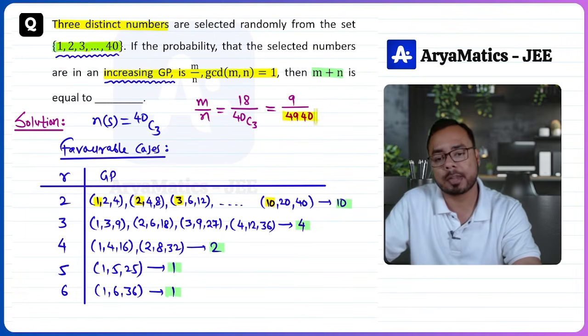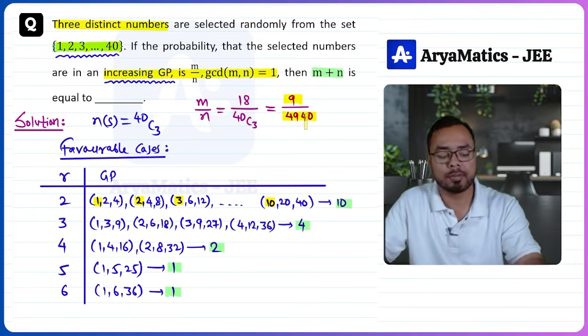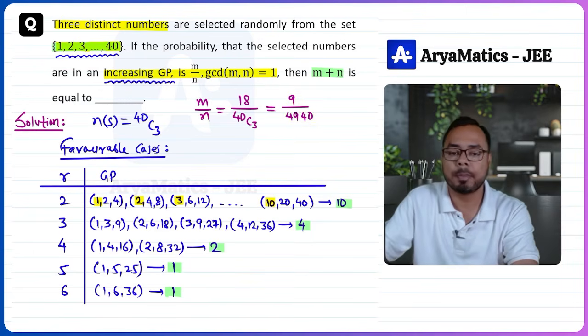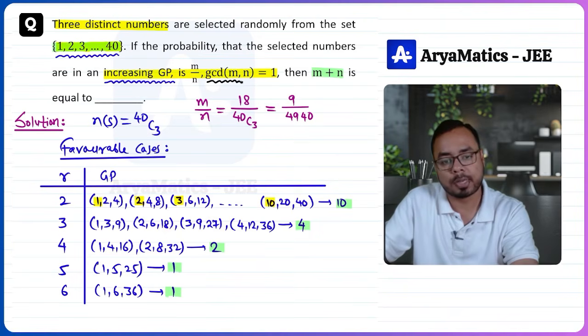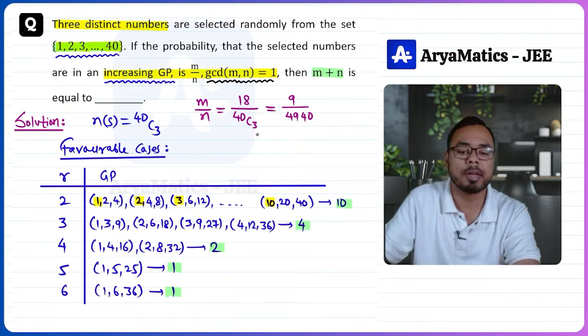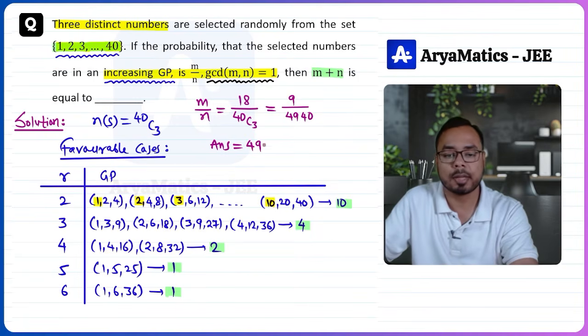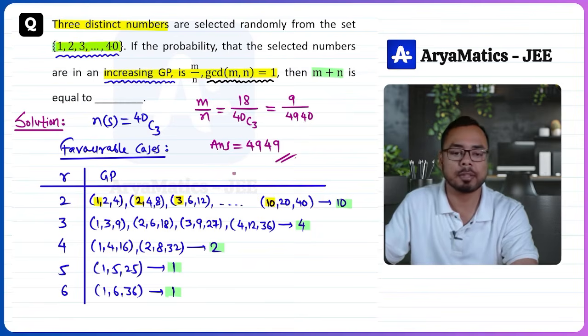And there is no common factor between these two, right? 4940 is not a multiple of 3. So these two numbers are co-prime, or their GCD, greatest common divisor, is 1. So now we need to find m plus n. Clearly you can see that if I add these two numbers, we'll get 4940 plus another 9, so that is 4949. So this should be the correct answer for this problem, right?